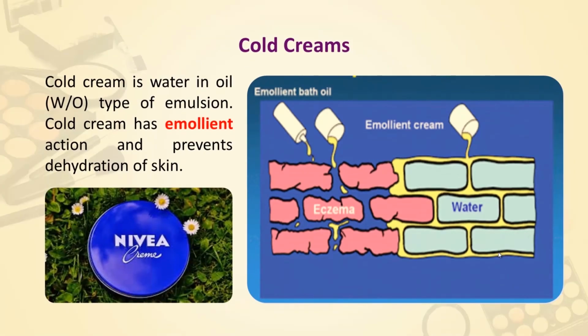Cold cream is a water in oil type of emulsion, and it has an emollient action and it prevents the dehydration of skin. And why is it called cold cream? Because it is a water in oil type of emulsion, and when it is applied on the skin, the emulsion breaks and water evaporates, giving the cooling effect. That is why it is called cold cream, and this cooling effect is produced from the slow evaporation of water contained in the emulsion.